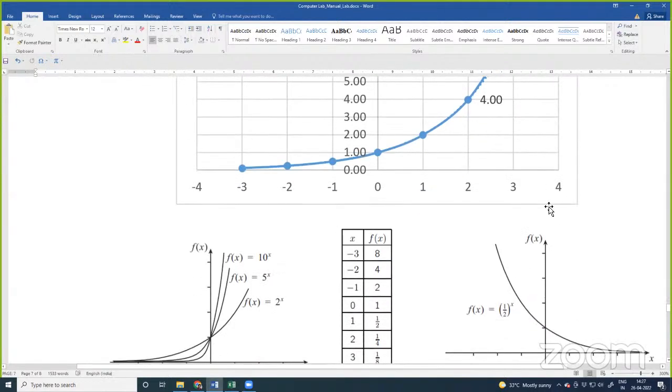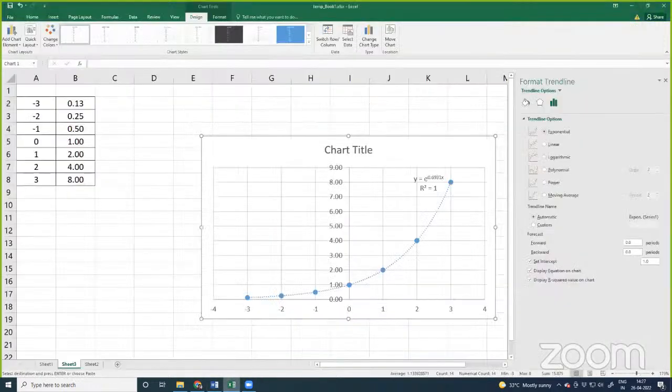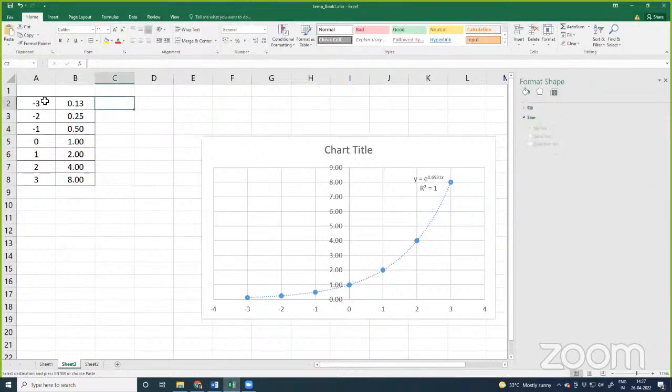At the same time, I have shown here maybe 5 to the power of x, maybe 10 to the power of x. The same thing you can do. How can we do that? Next cell, this is the case.